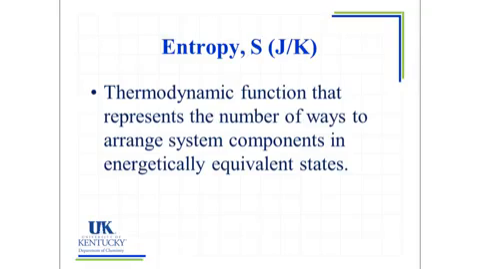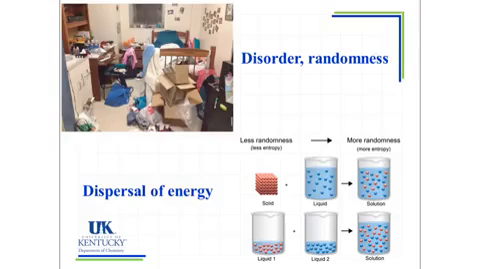Specifically, it is a thermodynamic function that represents the number of ways to arrange system components in energetically equivalent states. So the more ways I can arrange something, the more disorder there is, the higher the entropy. When you first learned about entropy, you may have used this as an excuse to not have to clean your room, that you were fighting nature by cleaning your room and decreasing the disorder or randomness.